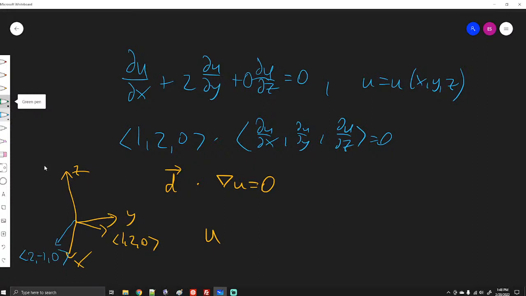So now we need a third vector that's perpendicular to 1, 2, 0, and we can choose the one along the z-axis, the unit vector. So it's going to be 0, 0, 1. If we wanted to, we could choose other perpendicular vectors, but that's just making it more complicated. I'm just choosing 2, -1, 0, and 0, 0, 1 for simplicity.